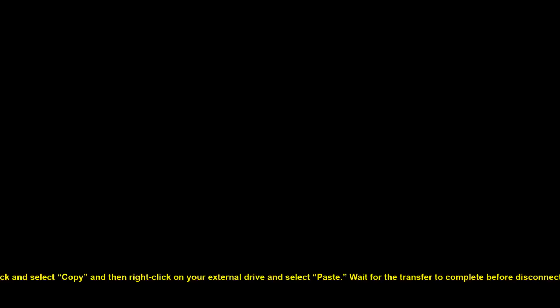Locate the files or folders you want to transfer to the external drive. Drag and drop these files into your external drive under Devices in the Finder sidebar. For larger files, right-click and select Copy and then right-click on your external drive and select Paste. Wait for the transfer to complete.